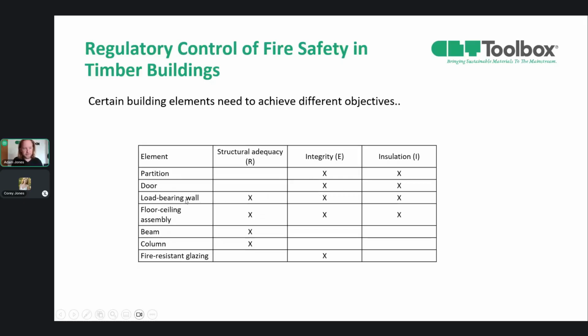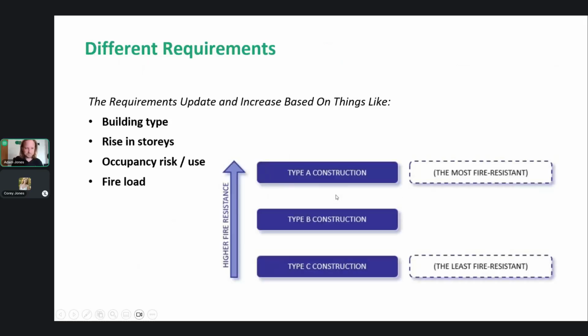And if you look at different elements that go into a building, each one of these might have different goals. So if you've got a load-bearing wall separating 2 apartments, you want it to stand the whole time, but you also want to protect the fire from spreading to the adjacent apartment. If you're a column, you're obviously not separating anything, so it's just the adequacy that you're after. If you're a door, it's not carrying any load, so it's just integrity and insulation.